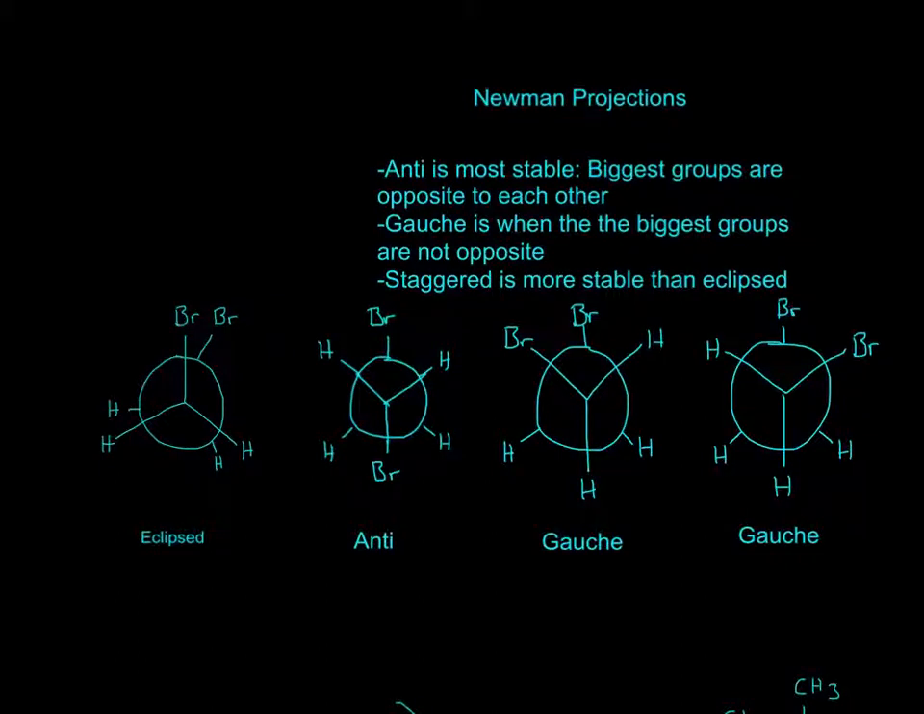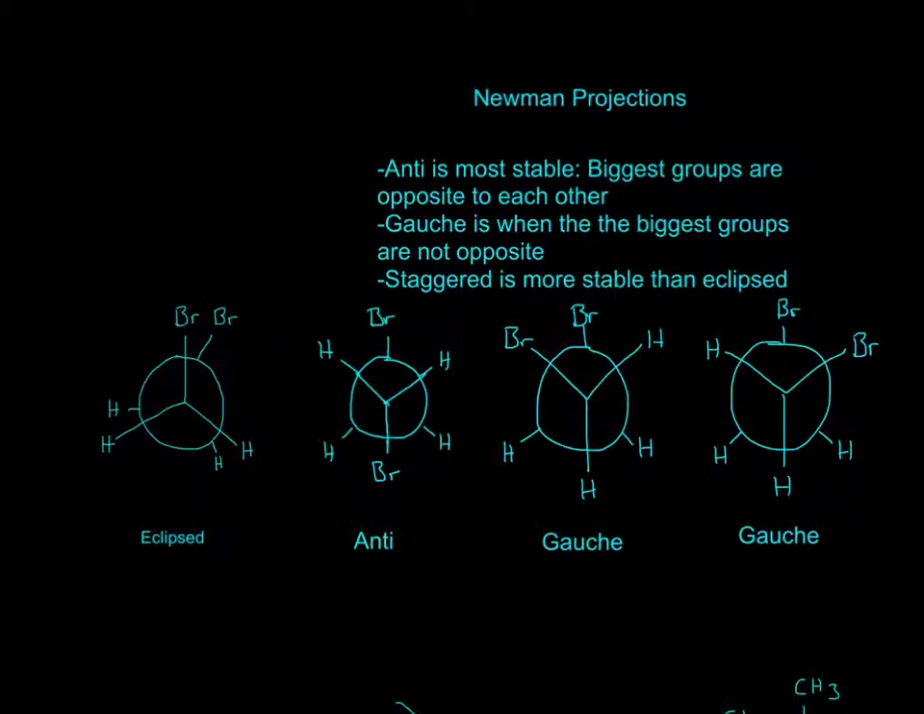So Newman projections are just a way of showing 3D organic compounds as 2D. There's two different types of Newman projections: the eclipsed version and the staggered version. Staggered is more stable than eclipsed, okay?